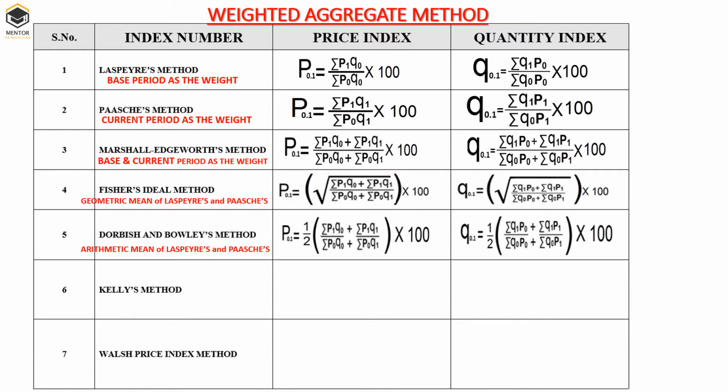Next we have the quantity index. The first formula is from the Laspeyres method of quantity. The second formula is from the Paasche method of quantity, right? So this is all about our Bowley's method. Next we have Kelly's method.